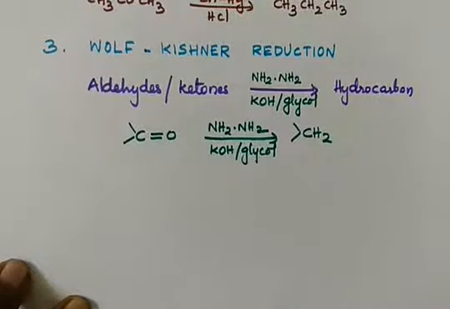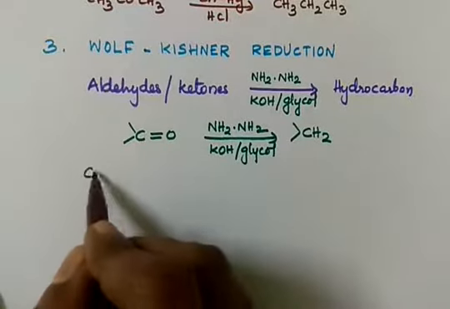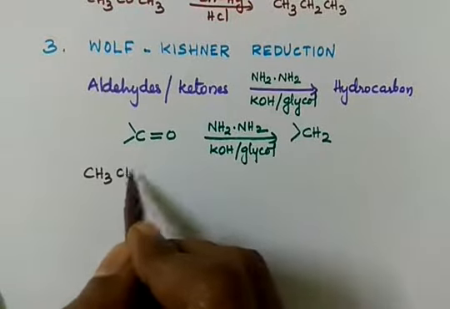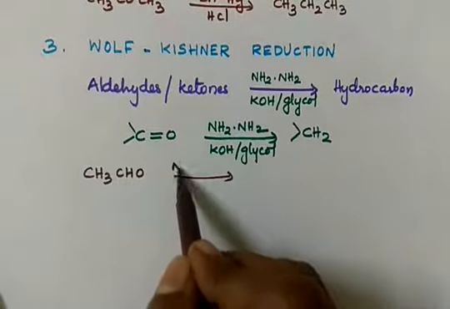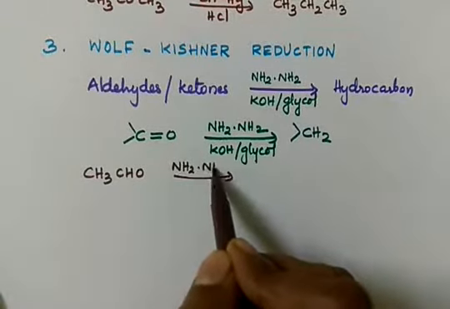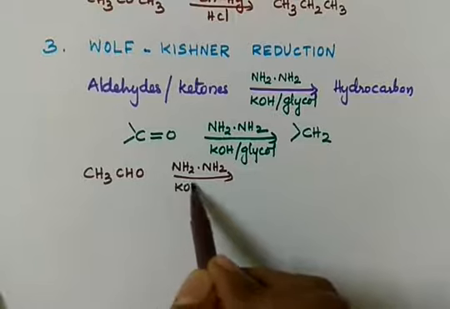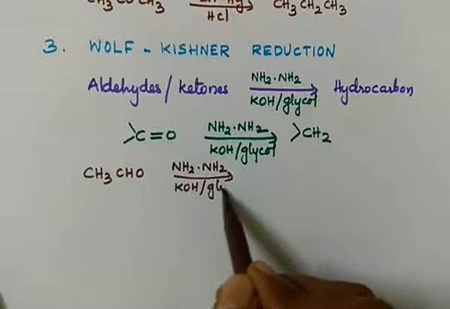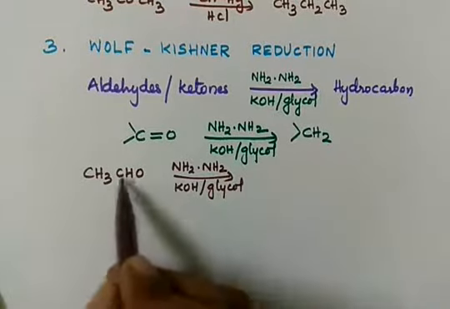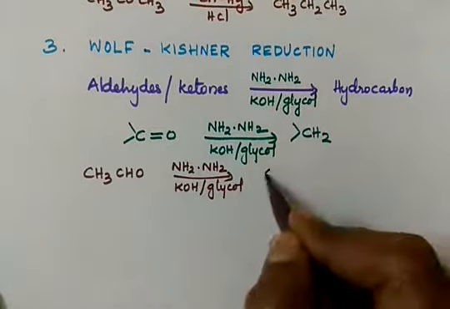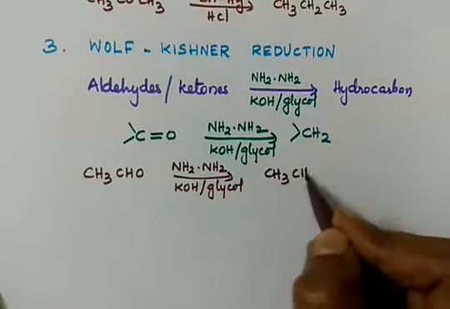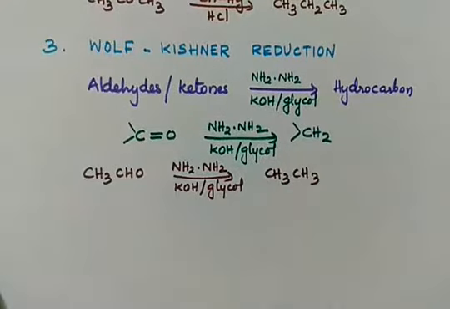Let's write an example. CH3CHO on Wolff-Kishner reduction with hydrazine, KOH, glycol. Here the CO group is converted to a CH2 group. So this will be CH3CH3. The corresponding hydrocarbon is obtained.